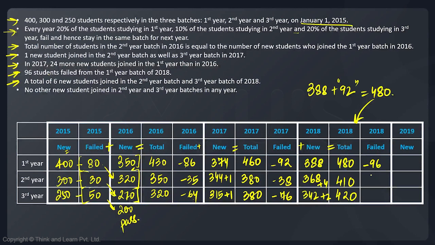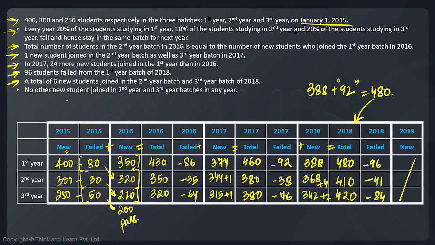So if we talk about how many students are going to fail, it will be 10% of 410, which is 41, and 20% of 420, which is going to be 84. So 96, 41, and 84 kids are going to fail. So actually, we did not require 2019's column. We are done by the year 2018.